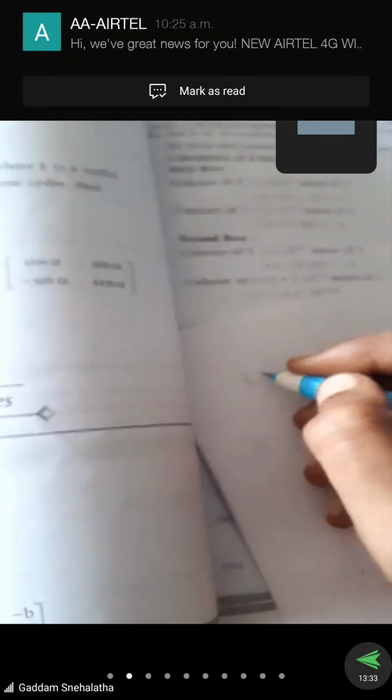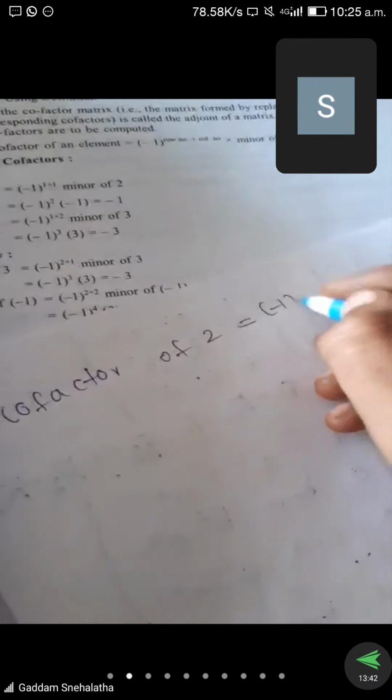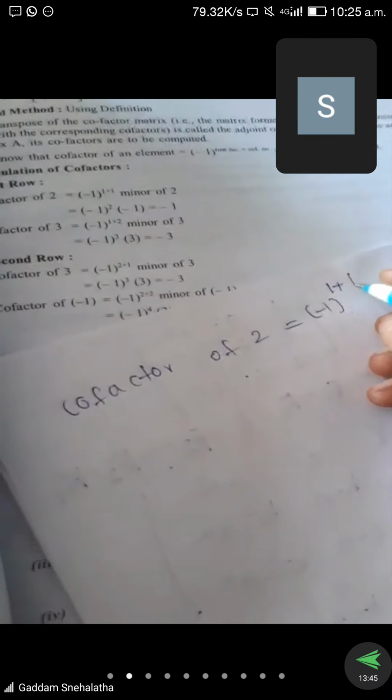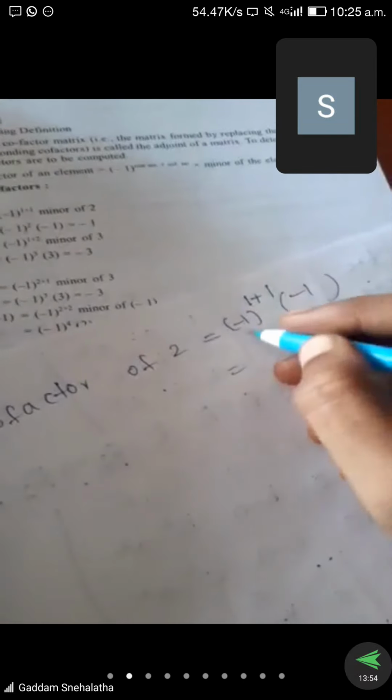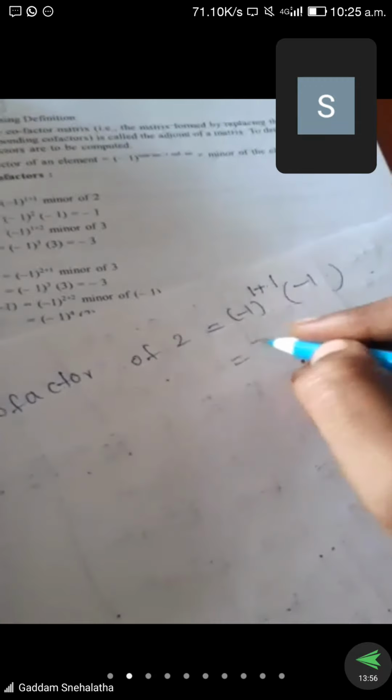Or if you want to find cofactors. So yesterday I said cofactor, if you want to find the cofactor of 2 for a 2 by 2 matrix, so 2 is in which row, which column? First row, first column. So minus 1 whole to the power of row number 1 plus column number 1 into. So if I leave this row and this column, what is the remaining element? We should take that. So minus 1. So minus 1 whole power 1 is 1. 1 into minus 1 is minus 1.